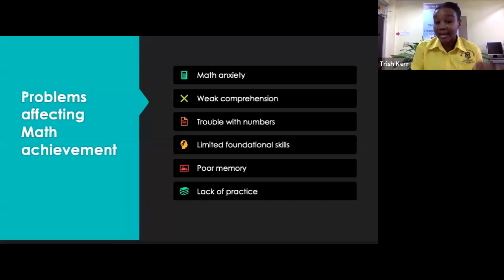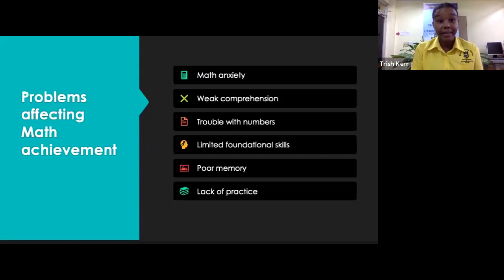If a child is not able to comprehend well, then chances are they're not going to be able to reason out the math problem. So parents, your task involves helping your child to understand even general things in life so that you can help to build their comprehension skills. They may have trouble with numbers. Some children have what is called dyscalculia. They are just not able to process anything that has to do with numbers.